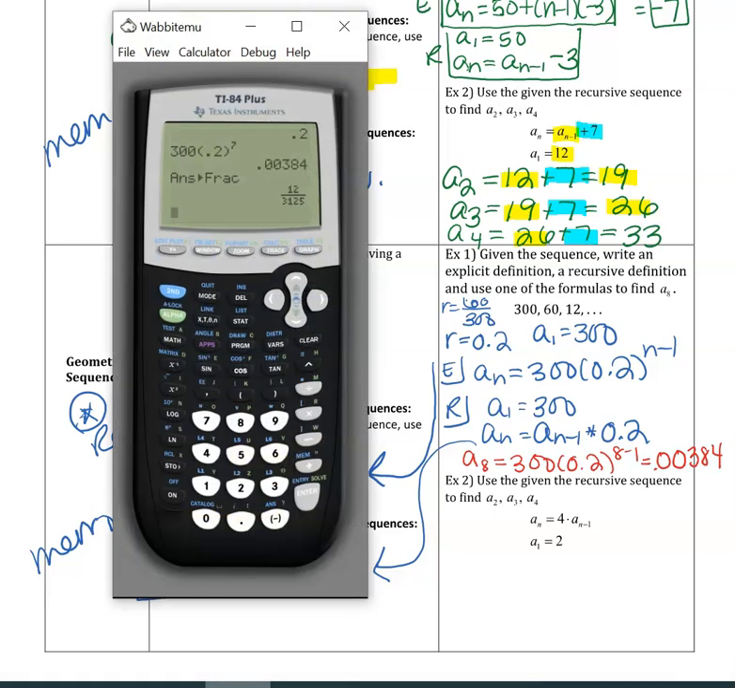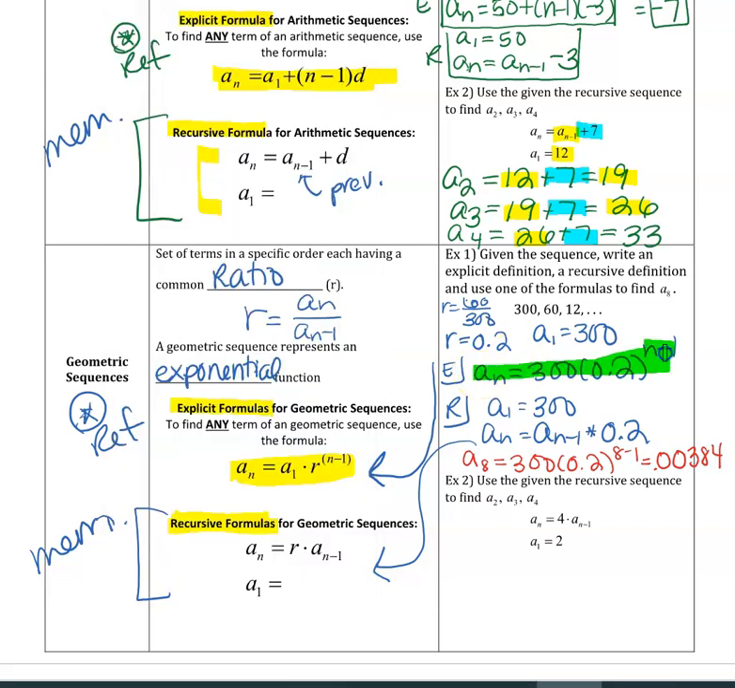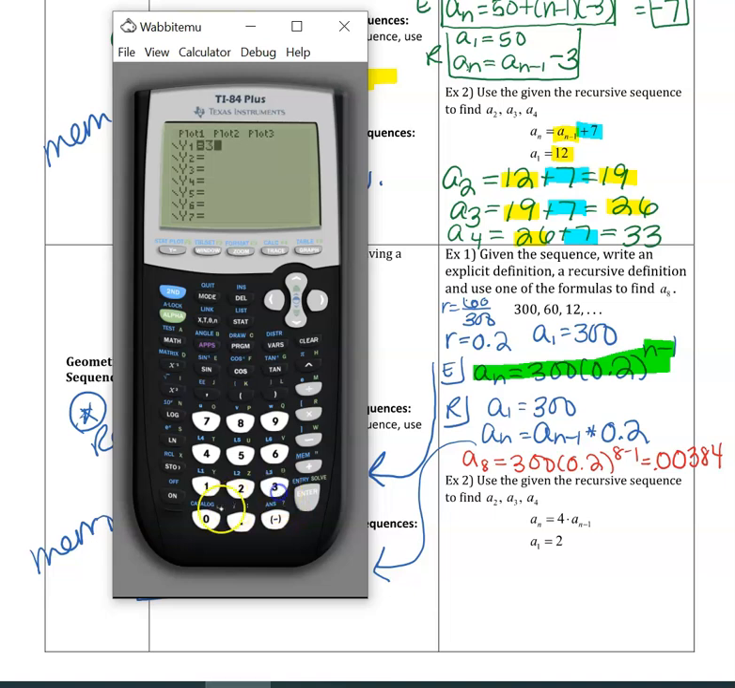Now, just like how I double-checked my arithmetic explicit equation up above, I can do the same thing with my geometric. So let's see, if I plug this in, 300 times 0.2 to the x minus 1, and I go to my table of values. Oops, not the graph, second table. All right, there you're seeing the first term's 300, second term's 60, third term's 12, so that's matching, so that means my equation is correct. If I want to find the 8th term, I can go down and take a little peek, and there you go. That matches exactly what my math showed.